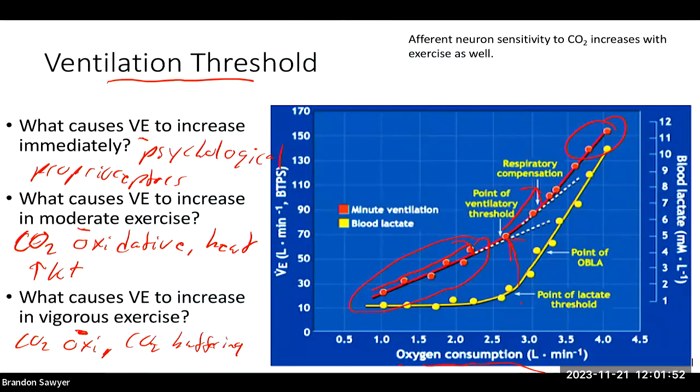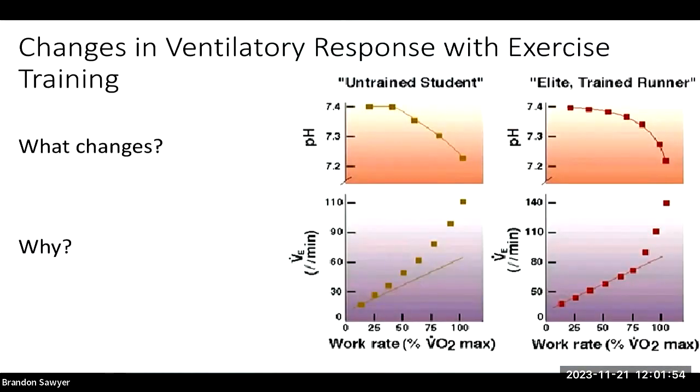Okay, and then lastly, our ventilatory system adapts to exercise as well, right? And we don't have to breathe as hard at a given intensity after we've trained for a while. These graphs are classic graphs that talk about this relationship. If we're looking at somebody who's untrained versus somebody who's a trained runner, we can see a couple of things here. This is our percentage of VO2 max, or percentage of our maximal capacity to exercise that we're at. Okay, and so we can see pH there, we can see ventilation, right?